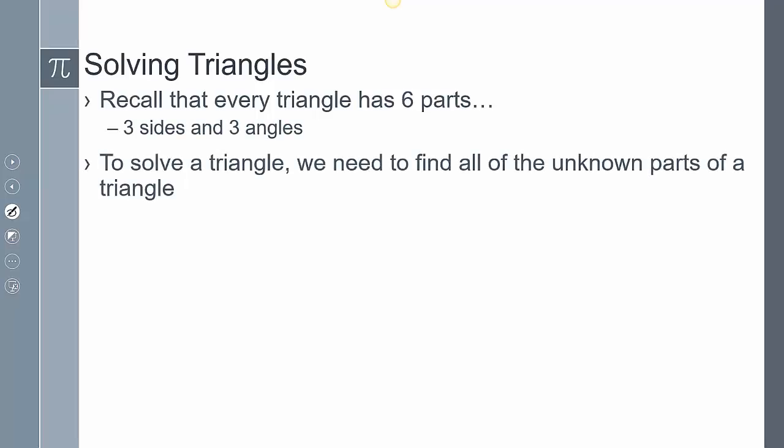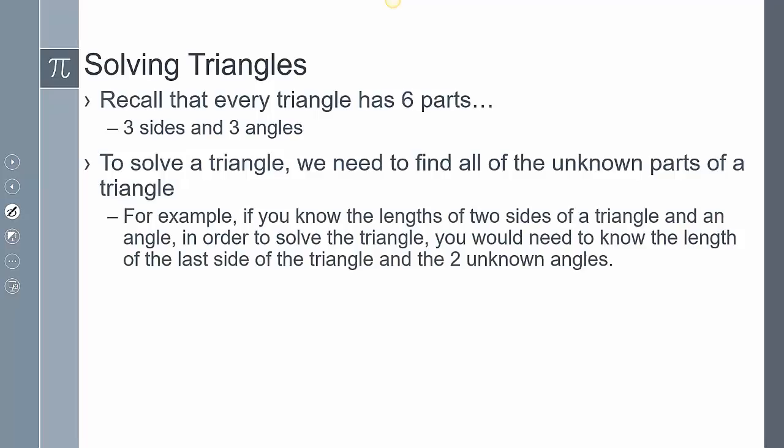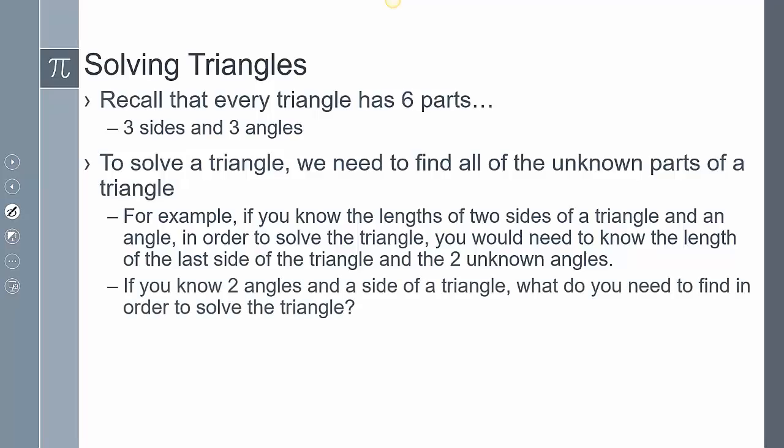Now by definition, when we try and solve a triangle, we need to find all the unknown parts of said triangle. So for example, if you know the lengths of 2 sides of the triangle and an angle, in order to solve the triangle, you need to know the length of the last side of the triangle and the 2 unknown angles. If you know the 2 angles and a side of the triangle, what do you need to find in order to solve the triangle? If you need to draw it out, let's say you knew 2 angles and a side of a triangle, well, you'd need to know the other 2 sides and that last angle.